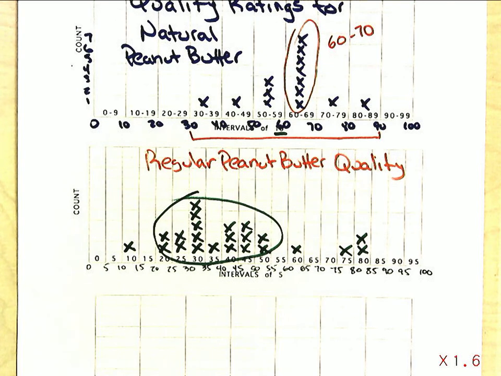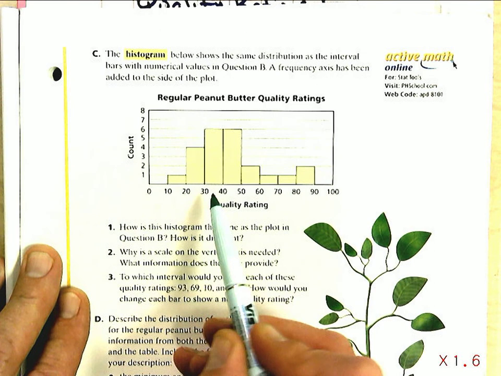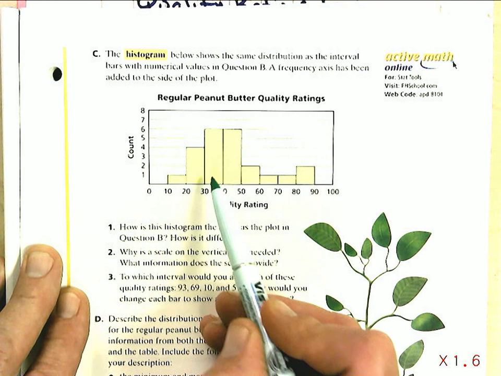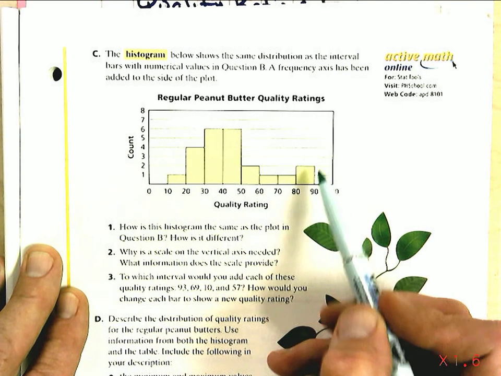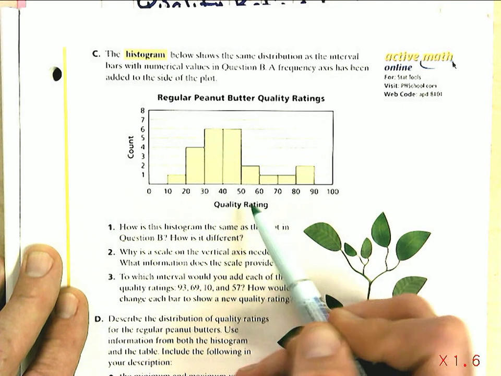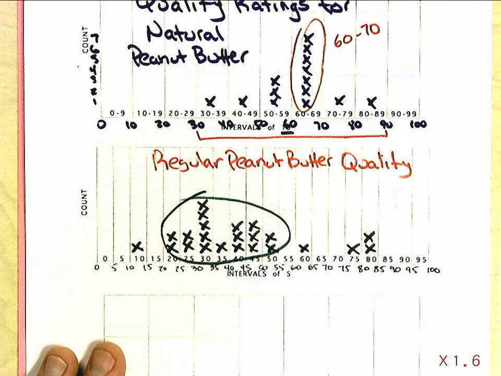If we look at the original problem that was given for this one in problem 1.1, we see where the quality rating bars are in intervals of 10. You can see our count. We have 1, 2, 3, 4, 5, 6, 7, 8 bars, which is kind of ideal. And so this interval of 10 is probably better than the interval of 5, which really spreads out the data.